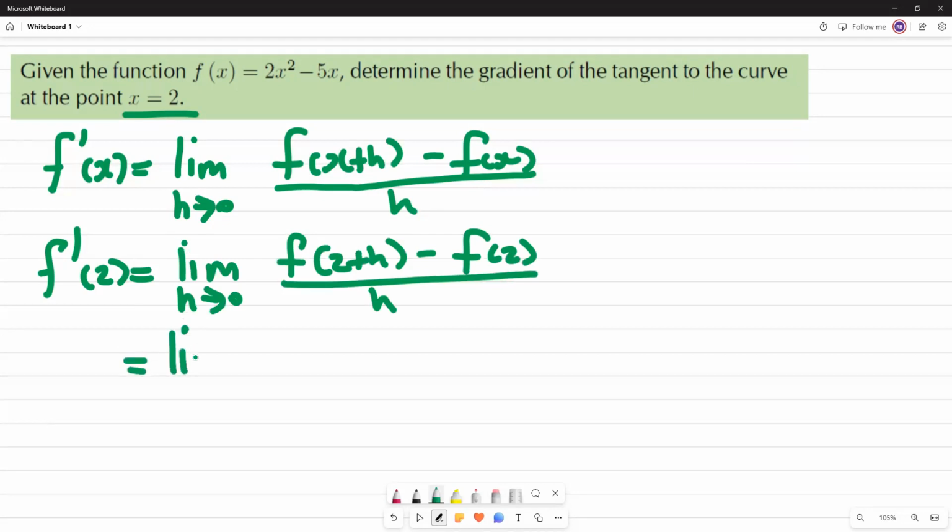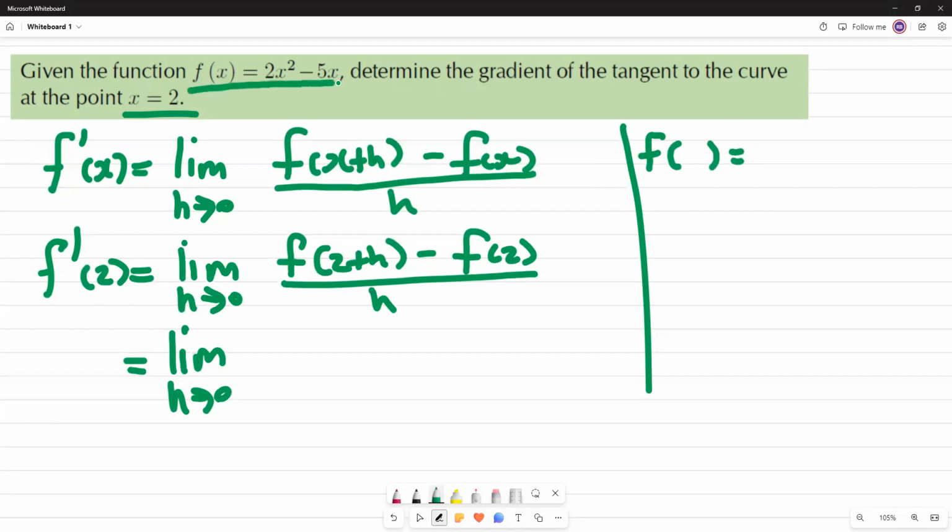Now I need limit as h approaches 0. Remember, I need to simplify this first before I substitute. So I always do it on the side. So I'm looking for f at 2. So I'm going to leave a bracket everywhere where I see x. I'm just rewriting this guy basically.